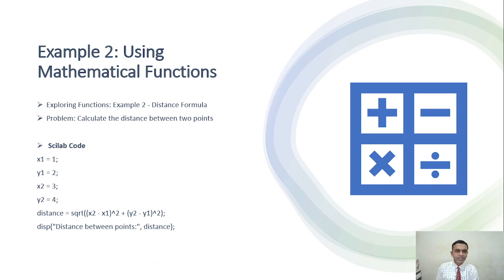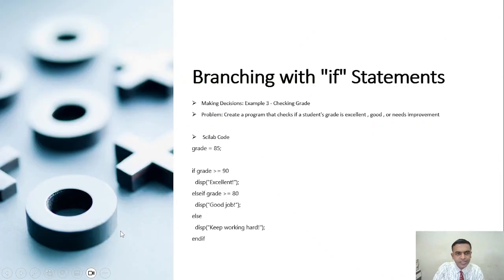Now in the second code, we'll see some of the inbuilt mathematical functions. The inbuilt mathematical function we are going to see here is square root. That function is defined as sqrt. Here we are trying to find the distance between the two points x1, y1 and x2, y2. The coordinate point x1, y1 is 1, 2, and x2, y2 is 3, 4. And we know how we find the distance. Distance is the square root of (x2 minus x1) square plus (y2 minus y1) square. We take the square root of this addition. This is how we invoke the function sqrt, and you get the display. You can display the distance between the points.